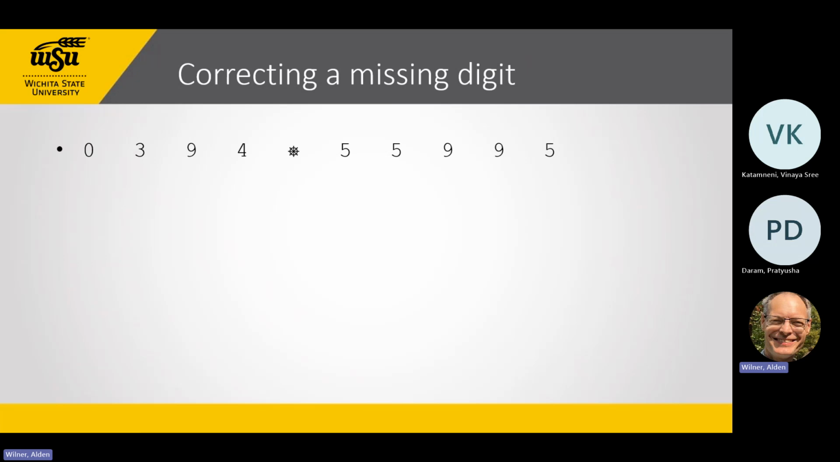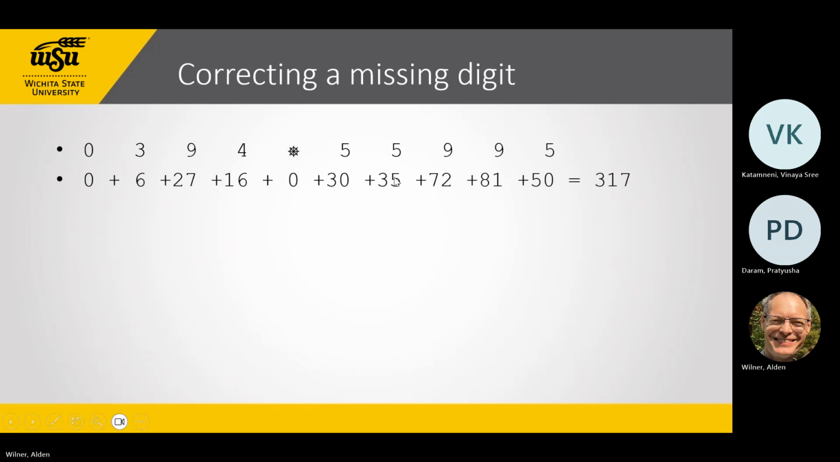So how do we correct a missing digit? Well, let's imagine that we typed in or wrote down the number on our little piece of notepad paper, right? 0394, and I can't read what that digit is. 55995. What is that digit? Well, let's go ahead and do our math. 0 times 1, 3 times 2, 9 times 3, 4 times 4, splat times 5. We'll call that a 0. Let's assume it was a 0, right? 5 times 6, 5 times 7, so on and so forth. 317 mod 11 is 9.